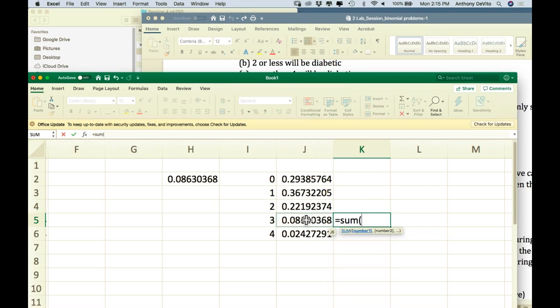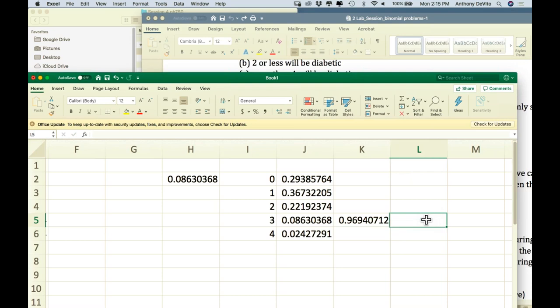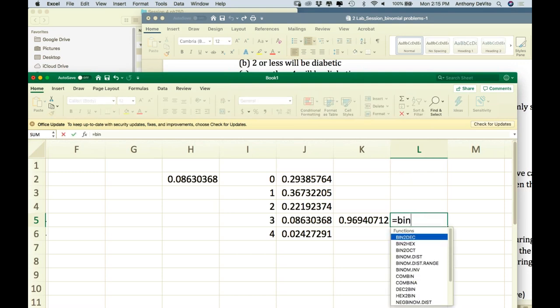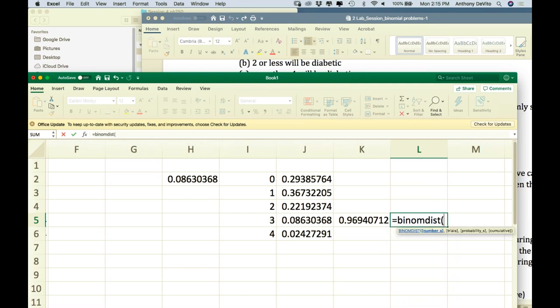Of these, of 3, 2, or 1, and 0. And I could also do that by using true for cumulative. BINOM.DIST, open parentheses, 3, comma, 30, comma, 0.04, comma, and I'm going to type true.